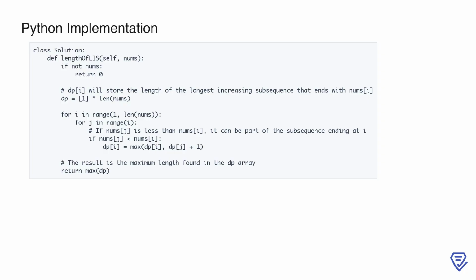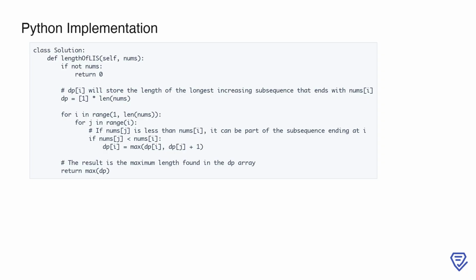This code solves the longest increasing subsequence problem using a dynamic programming approach. Let's break it down step by step. 1. Edge case check. The function first checks if the input list nums is empty. If it is, the function directly returns 0, as there is no subsequence to consider. 2. Dynamic programming initialization. An array DP of the same length as nums is initialized with all elements set to 1. Here, DP[i] represents the length of the longest increasing subsequence that ends with nums[i]. Each element starts at 1, as the minimum length of any subsequence is the element itself.